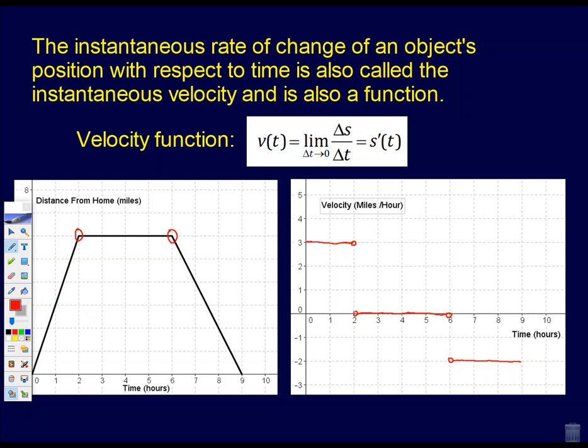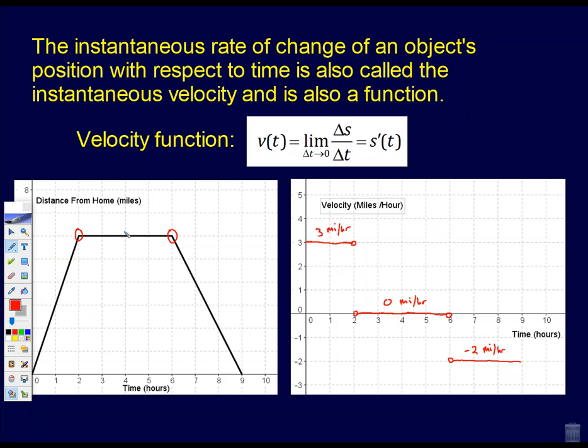So notice the positive and negative of the slope indicates the direction of motion. So during the time when they were moving in the forward direction, the velocity is a positive 3 miles per hour. When they're not moving at all, their velocity is 0 miles per hour. And during the part where they went home, walked in the other direction, their velocity was -2 miles per hour. So here we're plotting those values as the y coordinates of the velocity, but that was the slope of this graph.